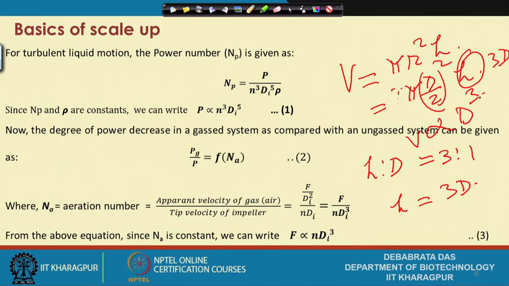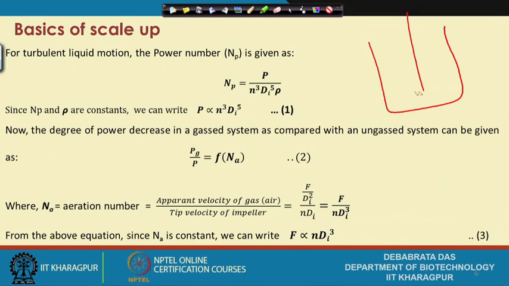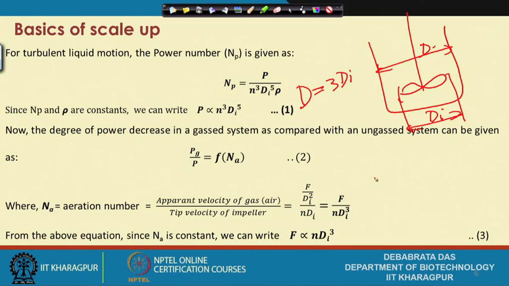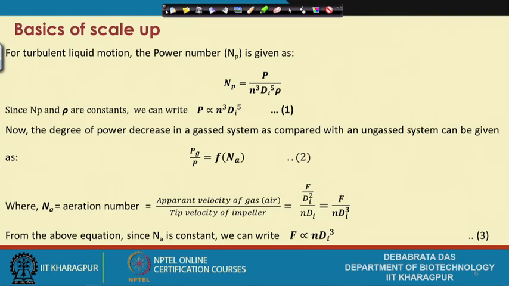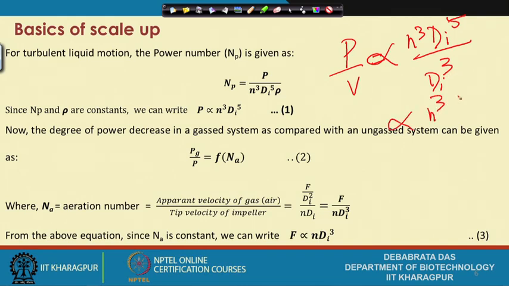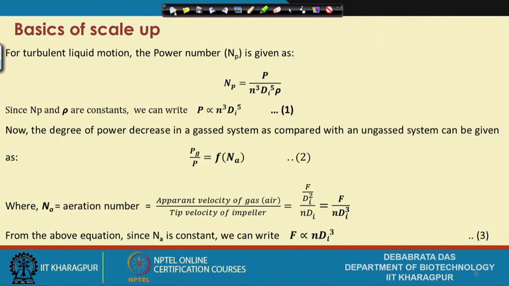Now, in a particular fermenter, if you look, this is the fermenter, this is the agitator, this is called the diameter of the agitator, and this is called the diameter of the tank. There is a ratio between D and Di, maybe D equal to 3 into Di, or 2 into Di, whatever it is. So what I want to say is that D is proportional to Di. So I can write V is proportional to Di to the power cubed. Am I right? Now, if you write P by V, then this is proportional to N cubed Di to the power 5 divided by Di cubed. So this will be N cubed Di squared. Am I right?